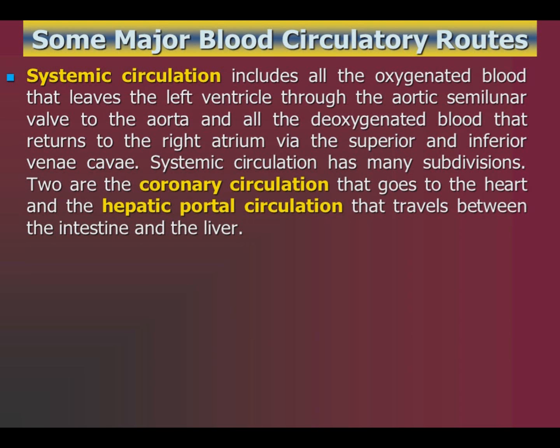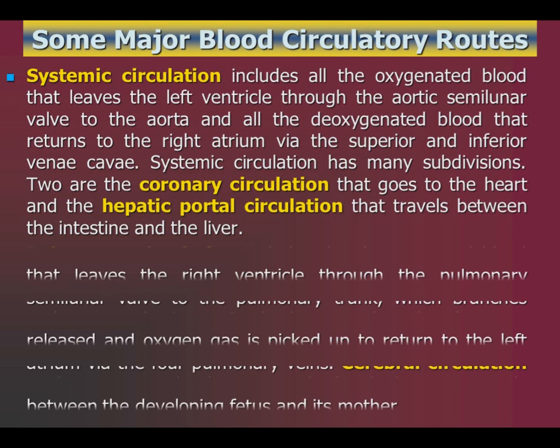Systemic refers to the fact that it is carrying blood to all organs of all the systems of the body. Two of its significant subdivisions are the coronary circulation and the hepatic portal circulation routes. The coronary circulation route supplies the myocardium of the heart. The hepatic portal circulation route travels back and forth from the intestine of the digestive tract to the liver. This route is used to store excess sugars from digestion into the liver after a meal and to release sugar stored in the liver as glycogen between meals to maintain blood glucose levels.